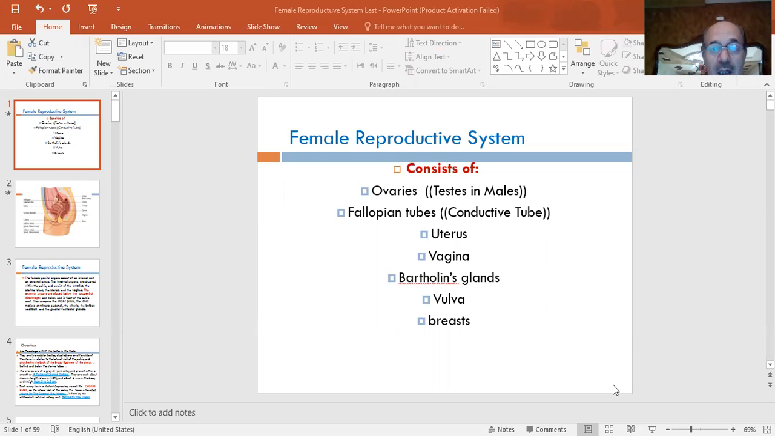Okay, I'll talk today about the female reproductive system. Of course, we have here analogous structures very much similar to that in the male. It consists of the ovaries that are analogous to the testicles in the male. And then we have the conductive system, like the fallopian tube. We have the uterus, the vagina, in addition to certain accessory organs like the Bartholini glands, the vulva, and the breast.